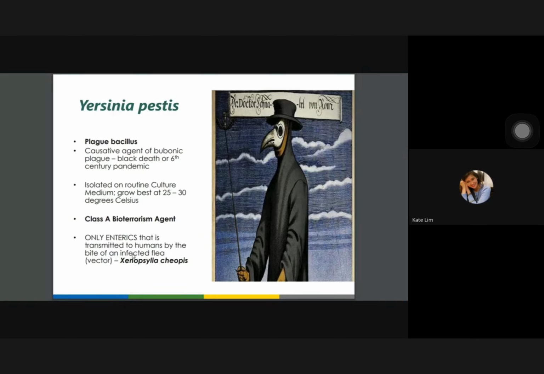So how do we actually get Yersinia pestis? Please take note that Yersinia pestis is very unique.